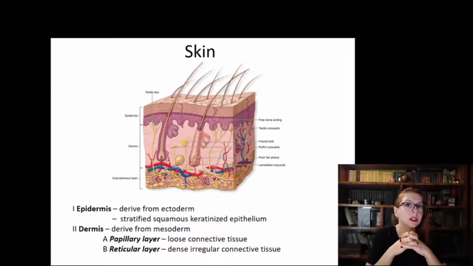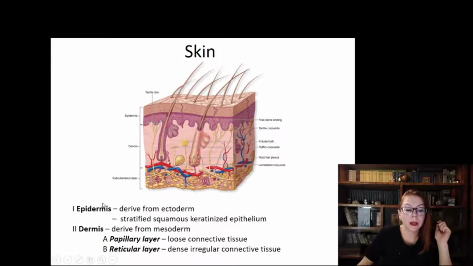Our lecture is the integumentary system. It is represented by the skin and its appendages. So we start directly from the structure of the skin. It is represented by two layers, the epidermis and dermis. They derive from different embryonic germ layers. They have different origins. The epidermis originates from the ectoderm, while the dermis originates from the mesoderm.